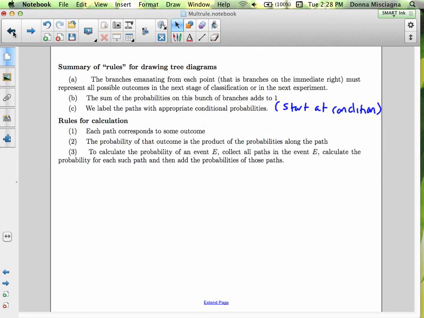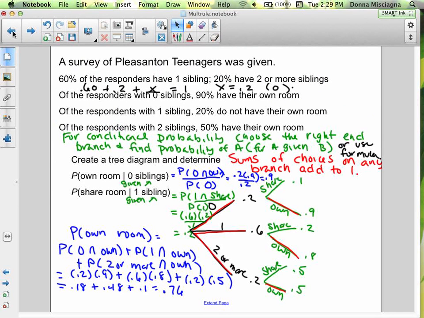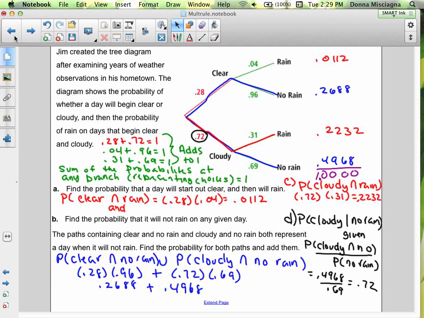So, for instance, back here, when we did the siblings and to share or own your room, those are the only two choices. There's nothing in between. There's no other choice that we're missing, right? And with this problem that we did here, it could rain or it could be no rain, right? There's no third possibility. So make sure that each time you start a new branch, it breaks off into all the possibilities, right?